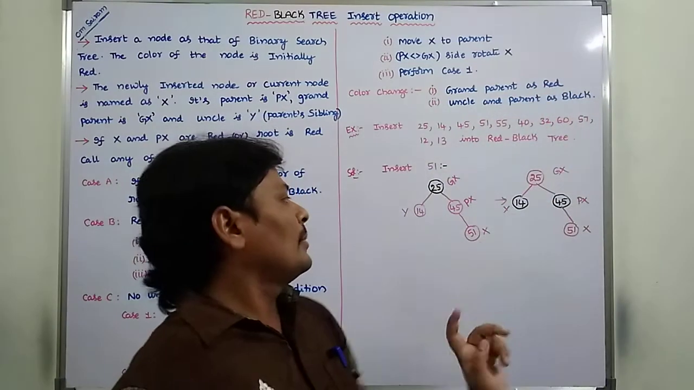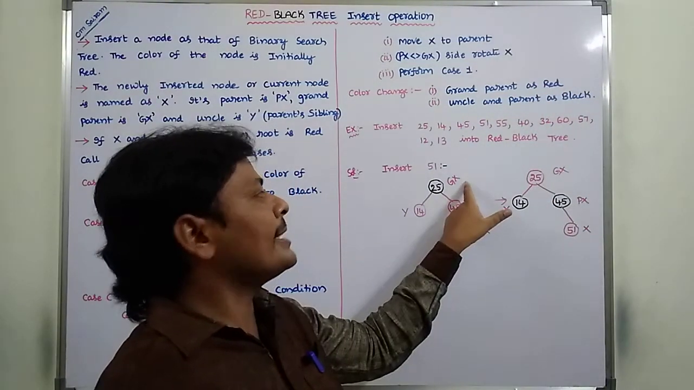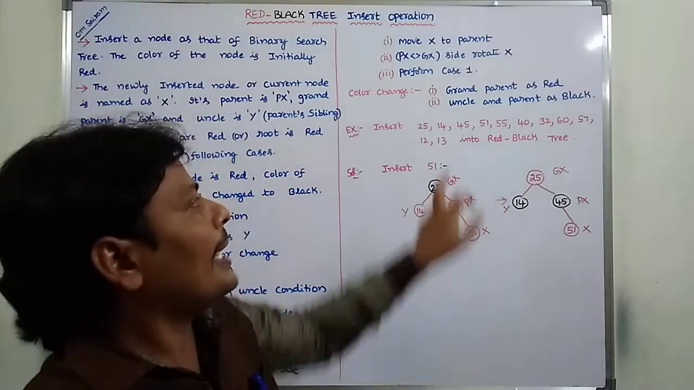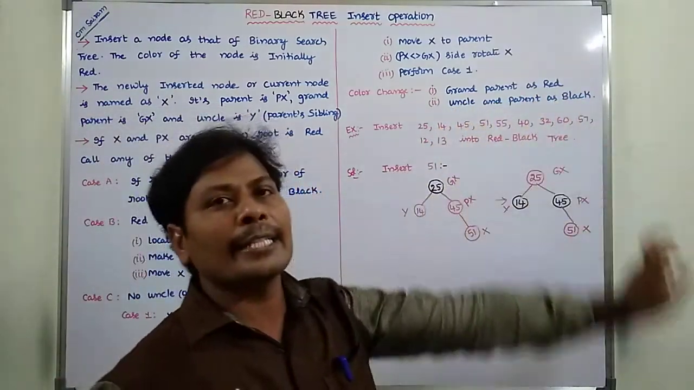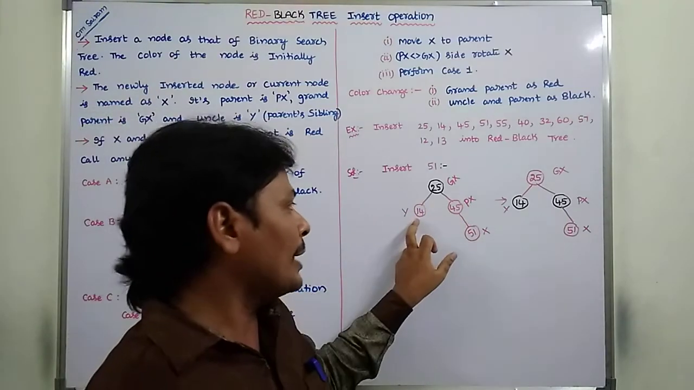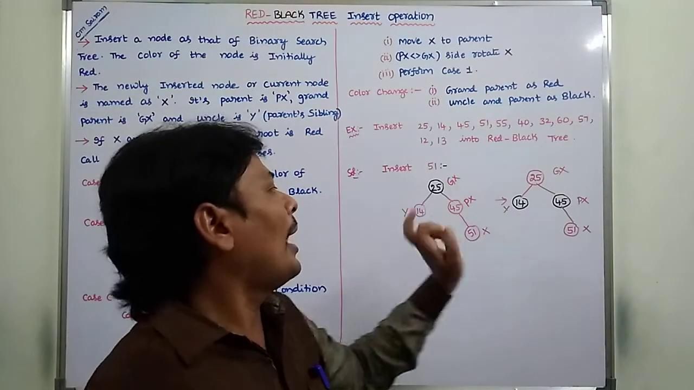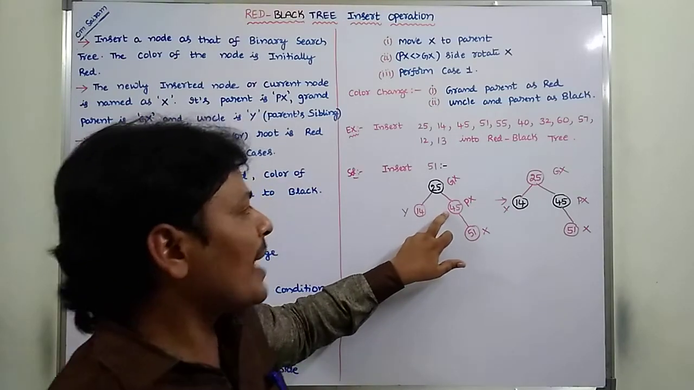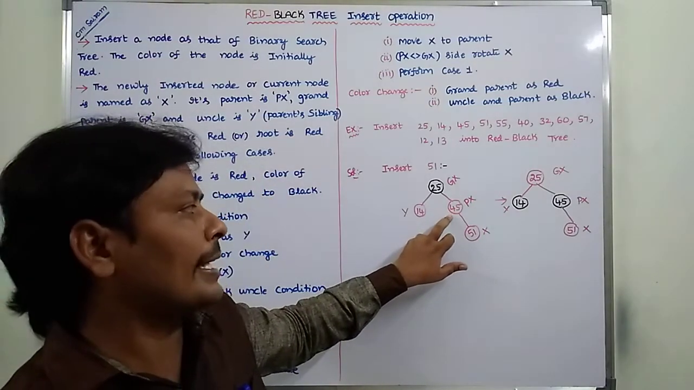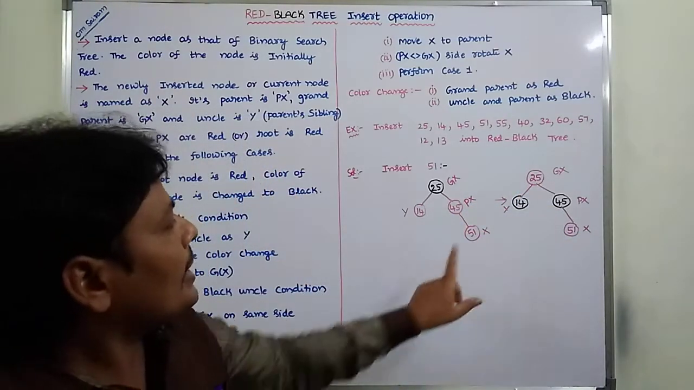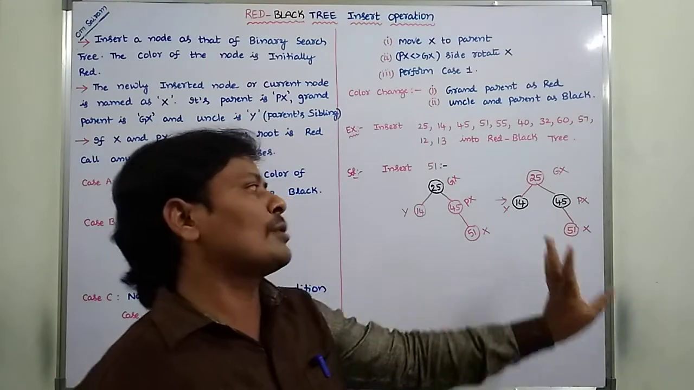Grandparent as red. So X grandparent is GX. It can be changed to red node. Next, uncle and parent as black. Here uncle is 14. So 14 red node to black node change. And here X parent is P of X. Now parent node is red node. It can be changed to black node. Next, 51 is X, that is no change.